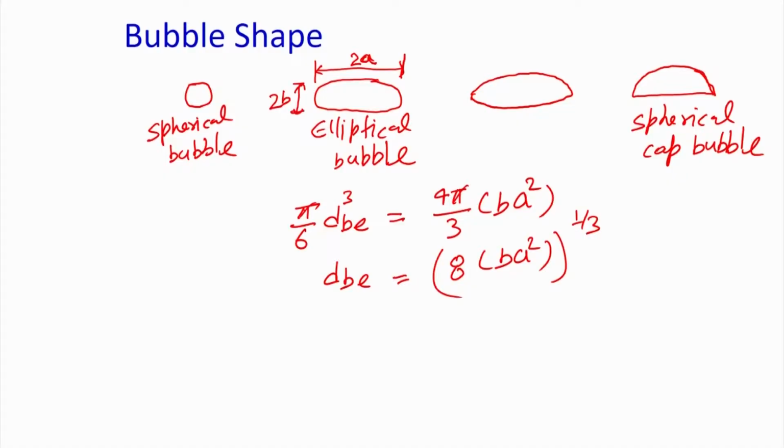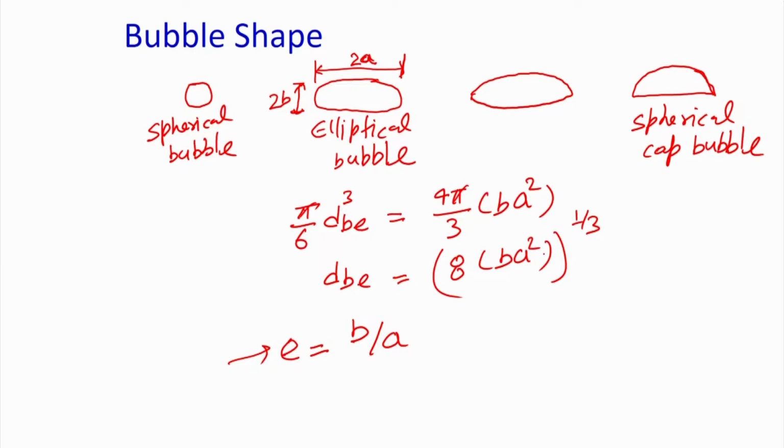Instead of dBE, they have defined another parameter for, say, an elliptical bubble. The parameter they have defined is small e, which is equal to B upon A, the smaller axis to the maximum axis. So, the e value is going to be less than 1. They have tried to correlate this e value with different correlations. Now, once you have this e value, you can convert this in terms of e and get the dBE correlation.